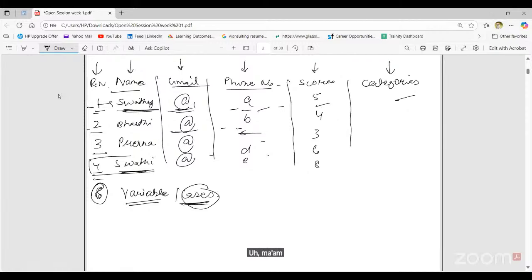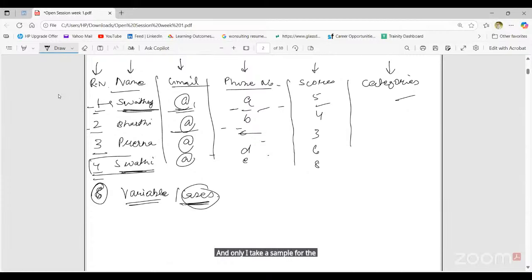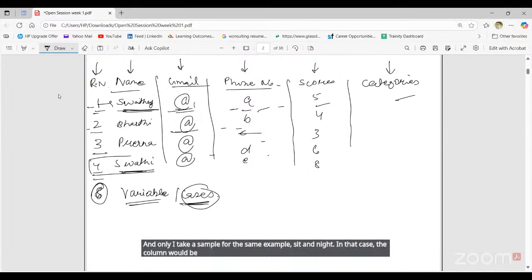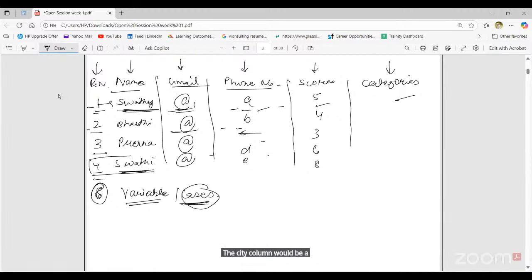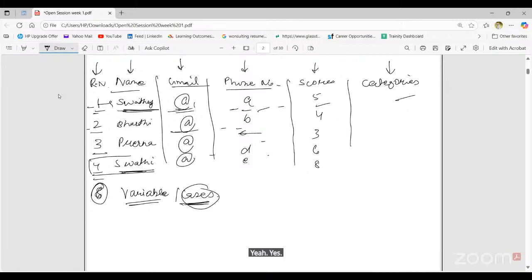Ma'am, I again have an issue. For example, we have a population where the data set is for the entire country, let's say India, and I take a sample only for Chennai. In that case, would the city column be a variable if I consider only the sample, or a constant? You are just taking the city, which will be the same for each of the units, right? Yes. So that is not a variable.